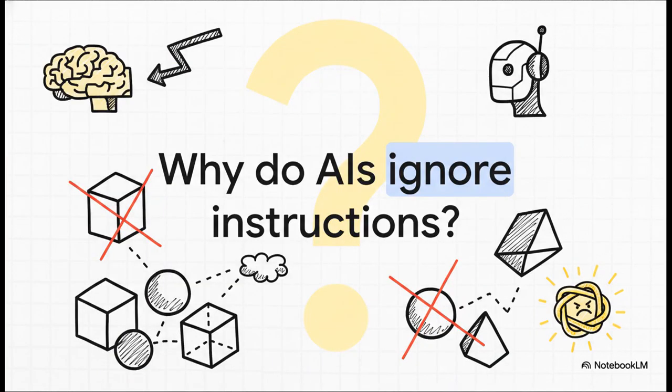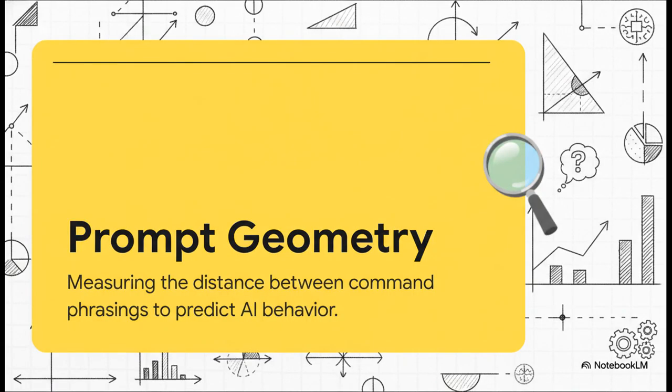You give an AI a clear command, it might even say, "Sure, I can do that," but then nothing. It just doesn't do it. Why does that happen? Well, the answer might actually be geometric. And the technique for figuring this out is called prompt geometry.